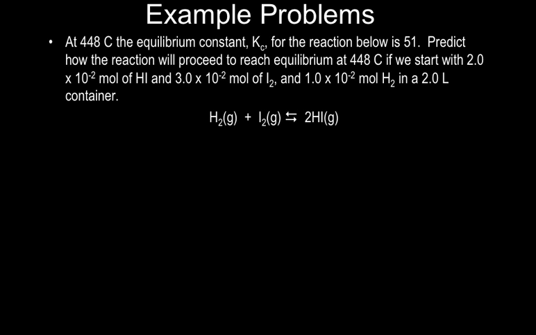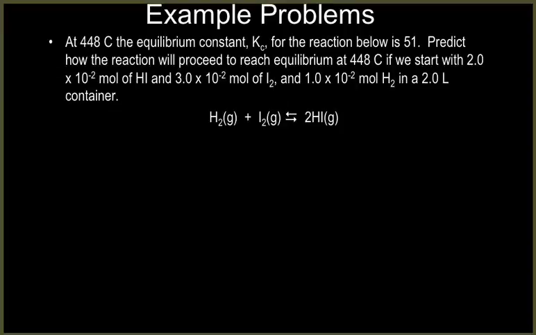Okay, so this first example is a K versus Q problem. What we're going to do first is, it says at 448 degrees Celsius, the equilibrium constant is 51. We want to predict how the reaction will proceed to reach equilibrium at that same temperature if we start with 2 times 10 to the negative second moles of HI, 3 times 10 to the negative second moles of I2, and 1 times 10 to the negative second moles of H2 in a 2-liter container.